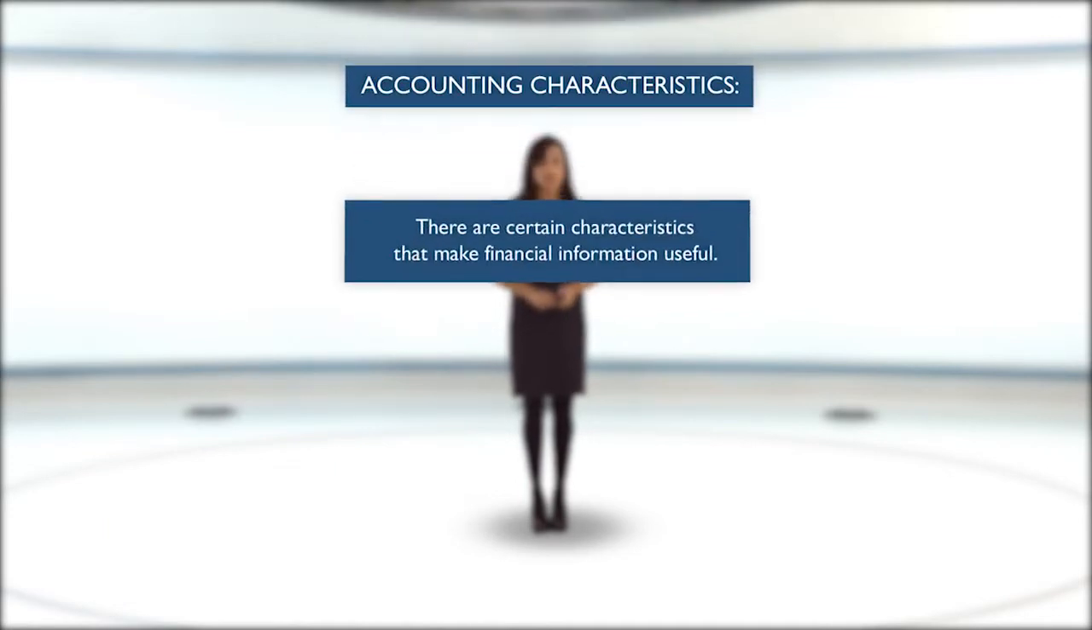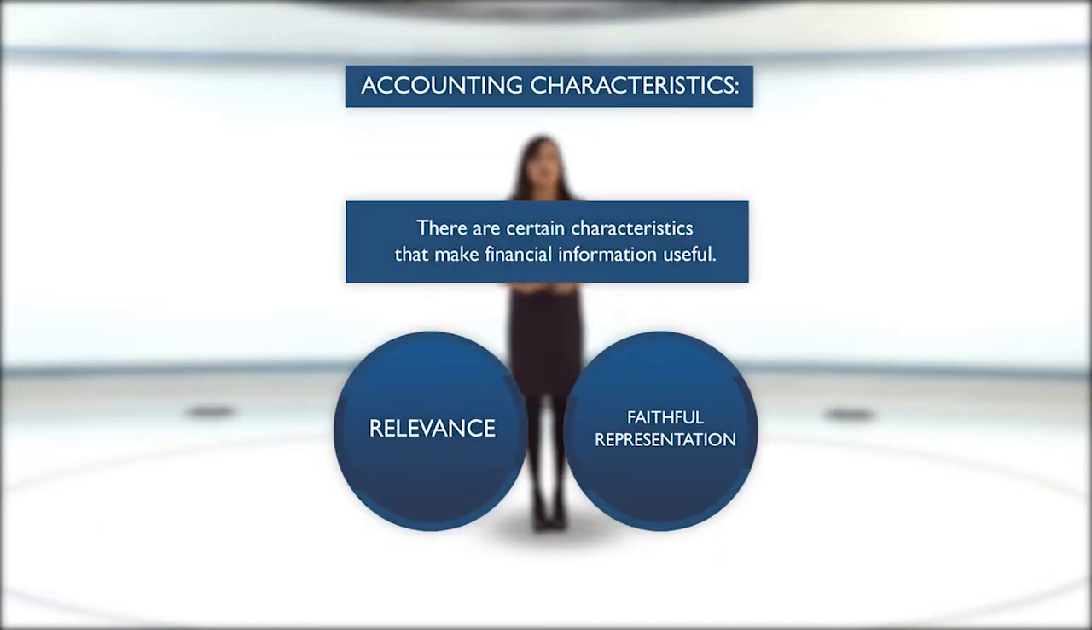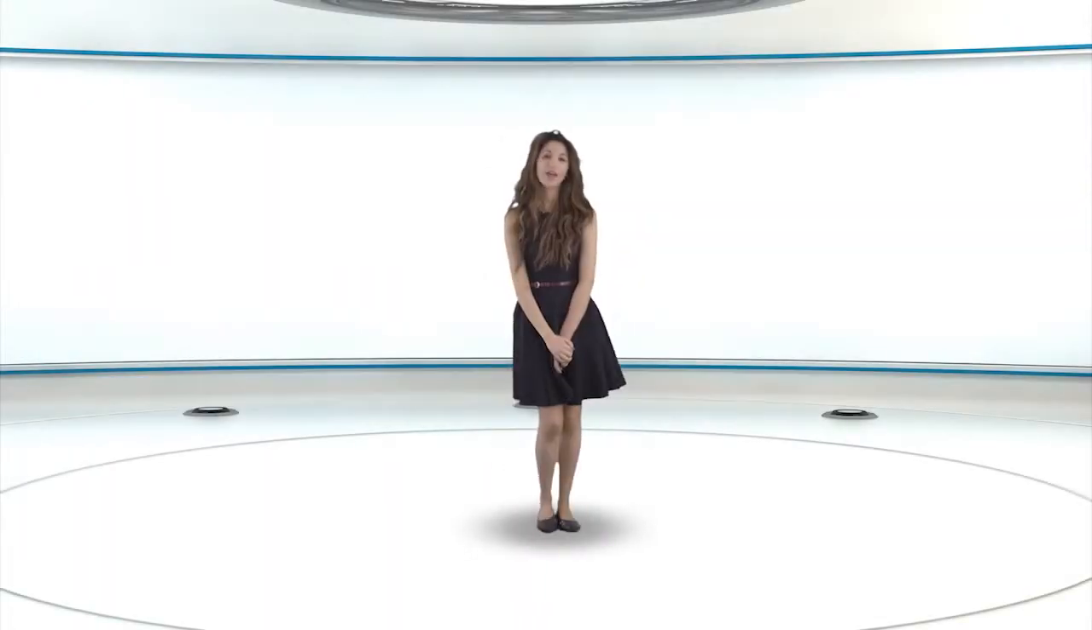Objective 2 was to learn the accounting policies. The accounting policies or the accounting characteristics that our financial statements should have, we need to make sure that they are relevant and they are represented faithfully. So that's the end of this session. Let's summarise what we've discussed.